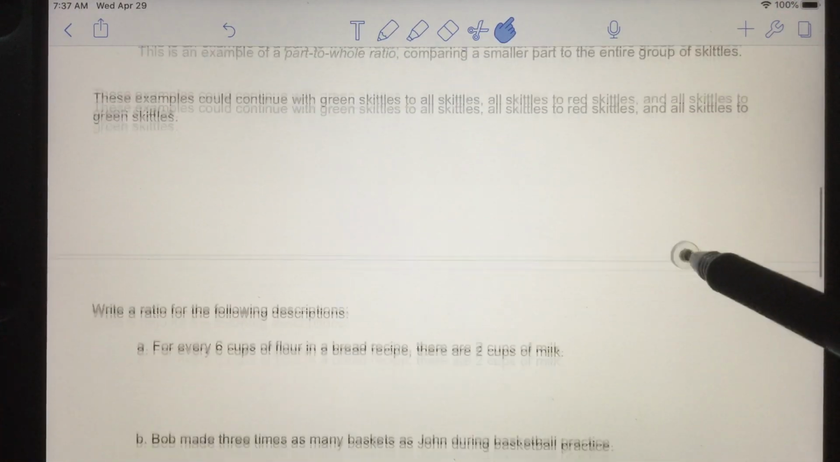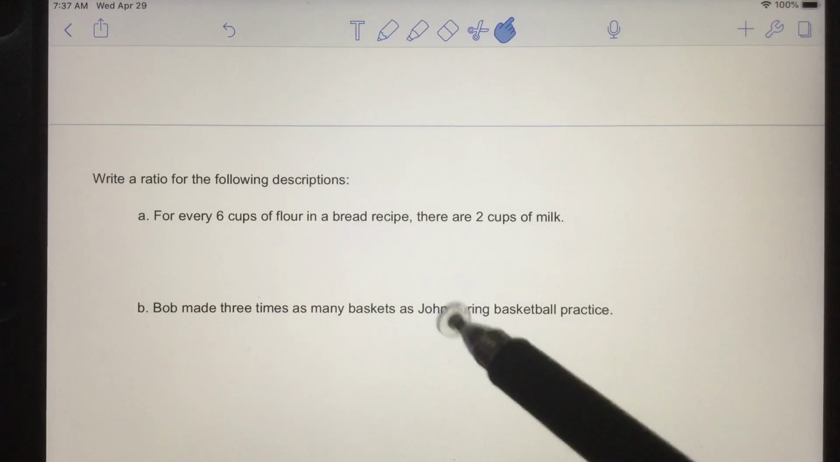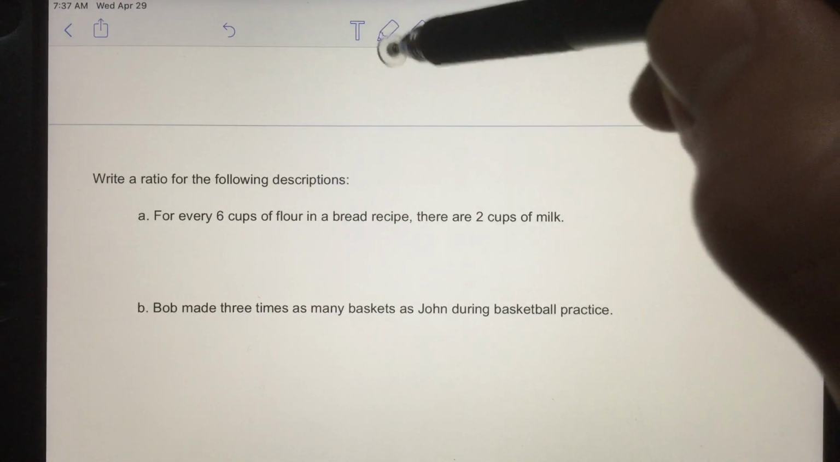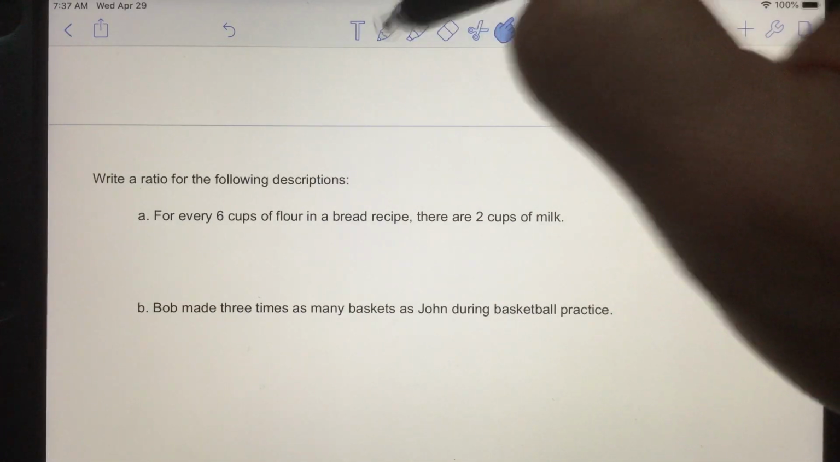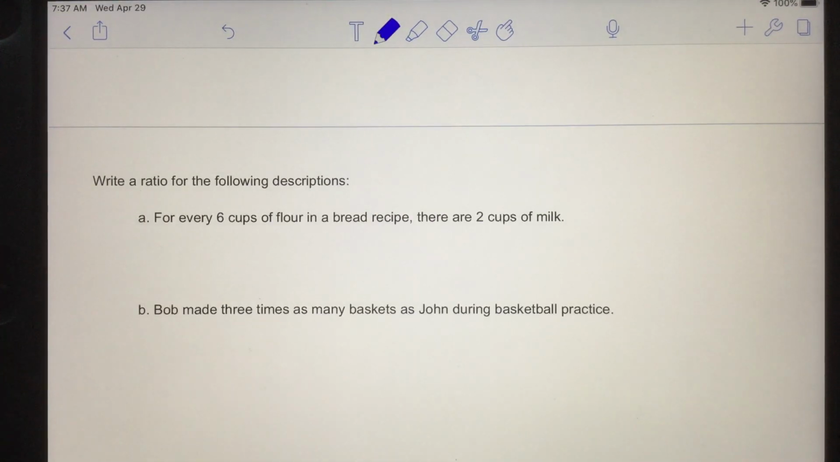So the ratio piece, hopefully this helps square it away a little bit if you were struggling on Freckle or ST Math at all, but these are the types of things that you would probably be asked. Like, for every 6 cups of flour in a bread recipe, there are 2 cups of milk. So what would that look like as a ratio?